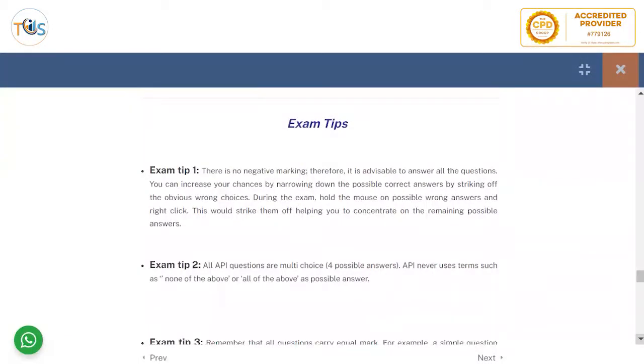Exam tips. There is no negative marking, therefore answer all the questions. You can increase your chance by narrowing down the possible correct answer. To do so, strike off the obvious wrong choices during the exam by holding the mouse on a possible wrong answer and right click. This will strike them off, helping you to concentrate on the remaining possible right answers.